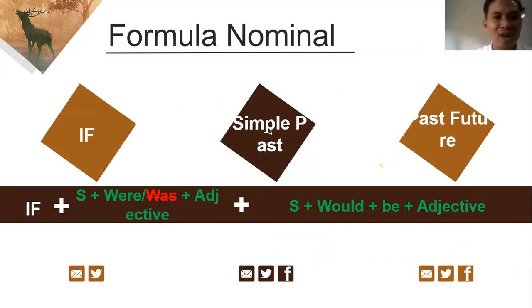Okay, the formula of the nominal sentence. Again, what's a nominal sentence? If the sentence has no verb, but the verb is replaced by to be, the only to be we use is were for all subjects. We don't use was. Was is not used in conditional sentence type 2. You cannot say if she was a bird. No, if she were a bird. If I was a bird? No, if I were a bird. If you was a bird? No, if you were a bird. So only were.